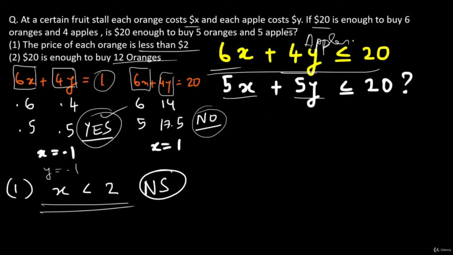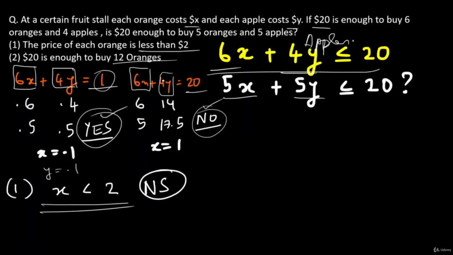So in some cases, I'll get yes, and in some cases, I'll get a no. These are not the only possibilities. Remember, I just took two values, 1 and 20. I could have taken anything in between, and even the value of x could be anything from 0.001 to 1.999, right? So statement 1 alone clearly is not sufficient.